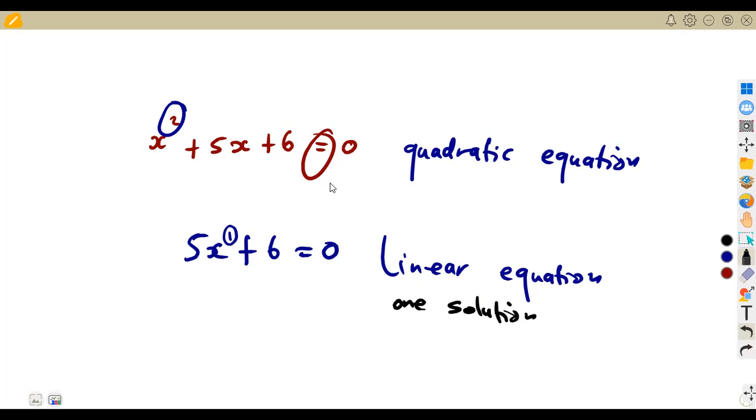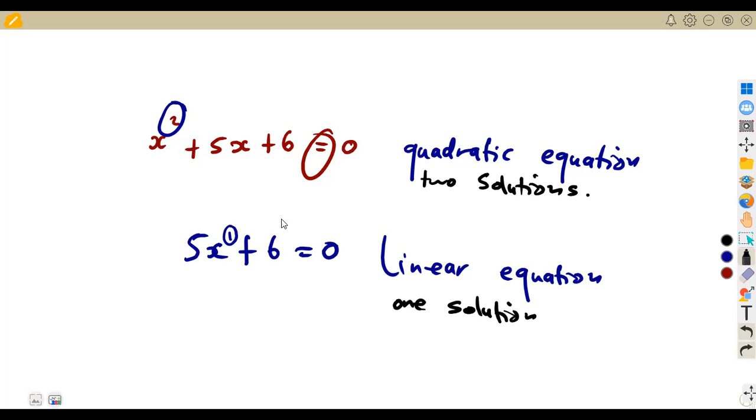On a quadratic, the highest exponent is 2, so we're going to have two solutions. In our final answer, we are going to have two solutions, two roots, two values of x. The solutions are the values of x that we are talking about. So when you're talking about a quadratic equation, where the highest exponent is 2, we are going to have two solutions.